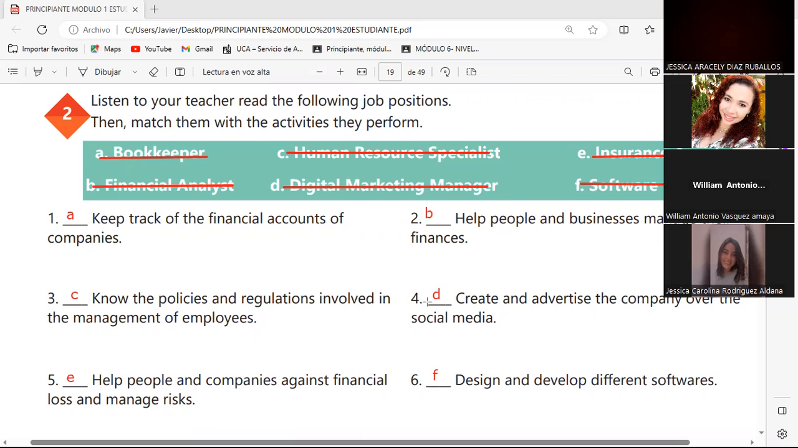Then letter D, that is digital marketing manager. Today, I repeat, is very important, right? Create and advertise the company over social media, over YouTube, Facebook, Snapchat, Twitter, Instagram, etc., etc. Then we have insurance agent. The insurance agent is the one who helps people and companies against financial loss and manages risk, right? And a software engineer is the person who designs and develops different software, right? Okie dokie. Nice. Now let's continue, right? This is a review of the class of yesterday. Review.